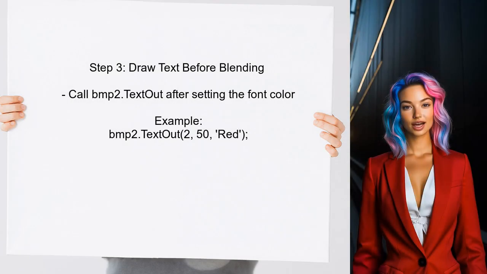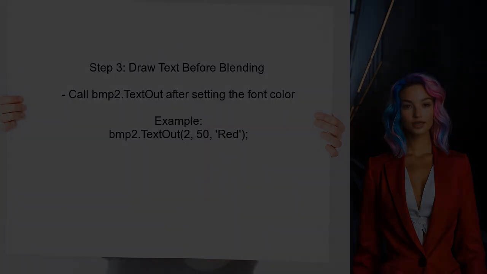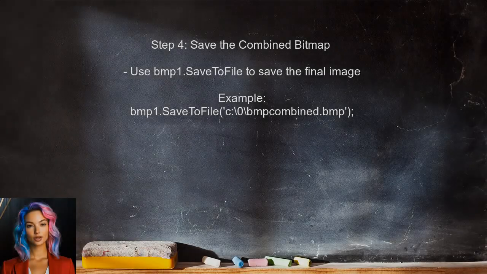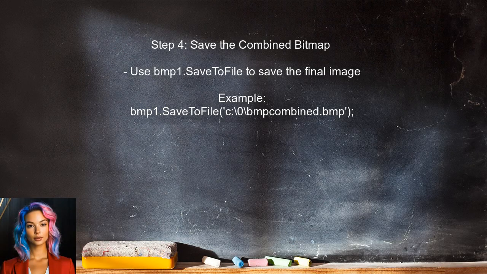By ensuring that the drawing mode is set to blend, we can achieve the desired transparency effect when combining the two bitmaps. Now, let's focus on the text output. The user should ensure that the text is drawn correctly on the bitmap before blending. This means calling the text out method after setting the font color and before blending the bitmaps. Finally, the user should save the combined bitmap after blending. This will allow them to see the final result with the text rendered correctly on the semi-transparent background.